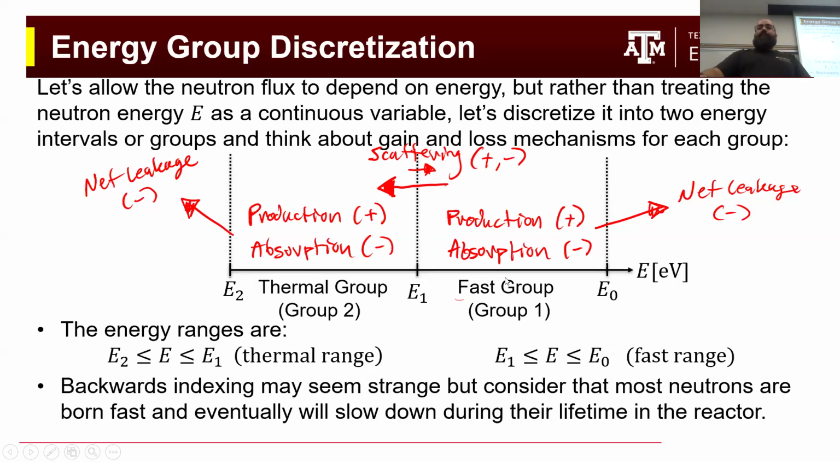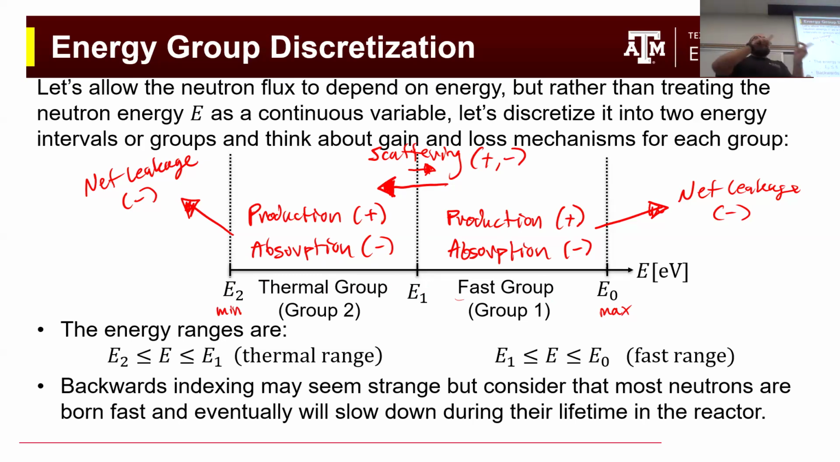And we just define the ranges of these energy groups. So E is our energy axis, going to the right would be larger energies. So we use E0 to represent our maximum energy. And then as the neutron energy decreases, this index goes up. So E2 would be the minimum energy. And it might seem confusing.